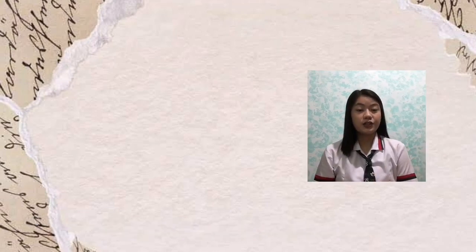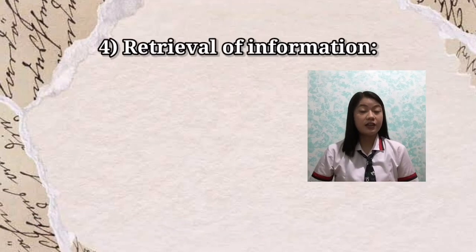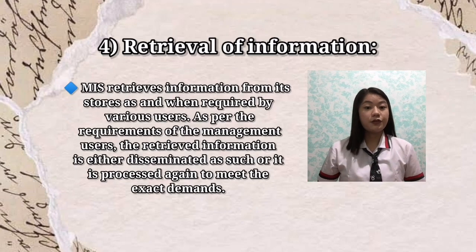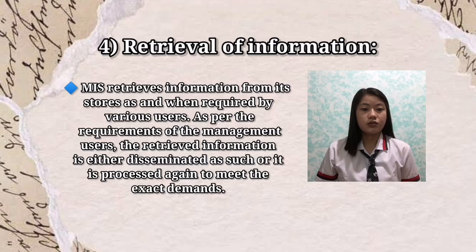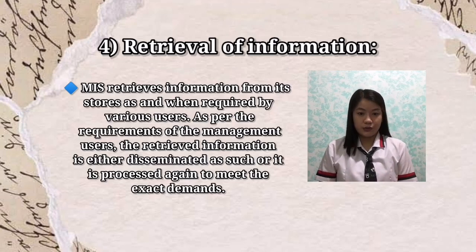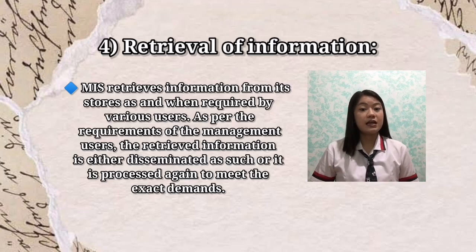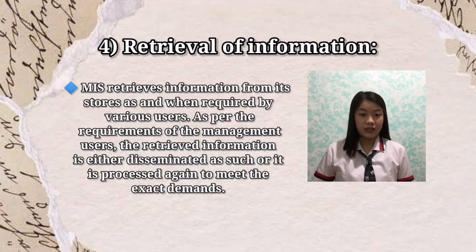The fourth function of MIS is the retrieval of information. The system retrieves information from its stores as and when demanded by various users. The retrieved information is either disseminated as such, or it is processed again to meet the exact information needs.